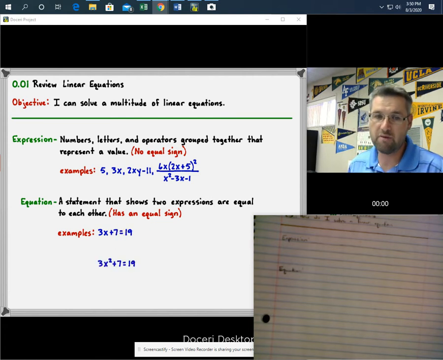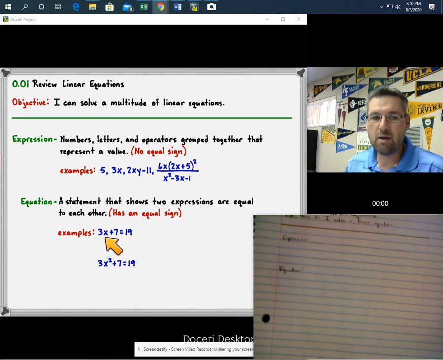Another example of an equation is 3x squared plus 7 equals 19. Now notice the operators here. In the first one, we have multiplication, and we have an addition for this expression. In this one, we have multiplication, we have addition, and we also have an exponent there. That's another example of an expression.